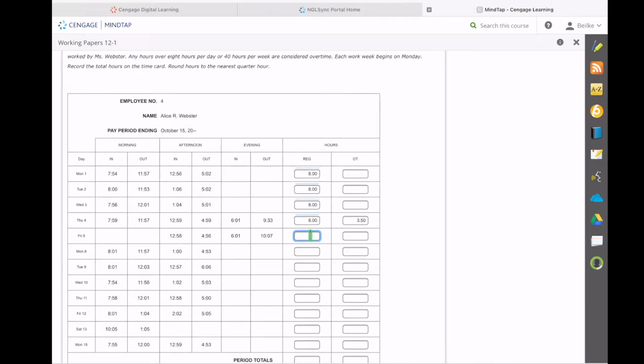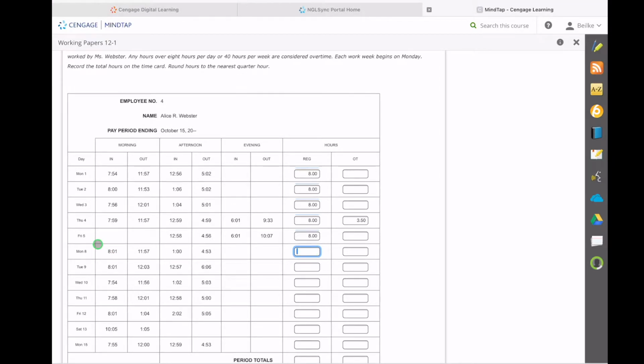Then you'll see the next day came in late, went from 1 to 5, 6 to 10. So 1 to 5 would be 4 hours. Here's another 4 hours. So the total would be 8. Doesn't matter when they worked, it's just the total amount.